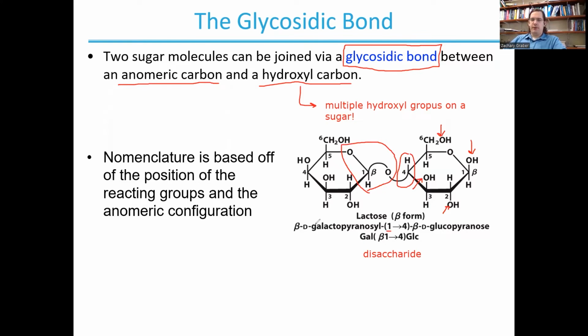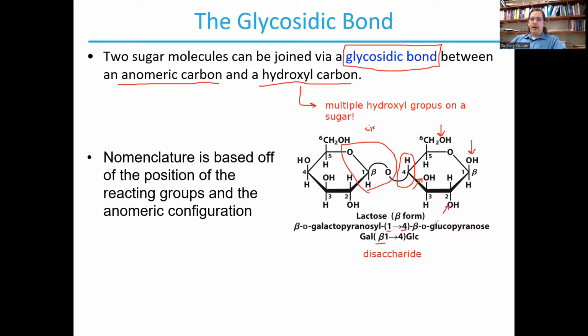So you'll notice in the full name down here, we have 1 to 4 to indicate the position of that glycosidic bond. We also have beta here representing that our galactose is in the beta anomeric conformation. Remember, of course, beta refers to when it is cis with respect to our terminal CH2OH.